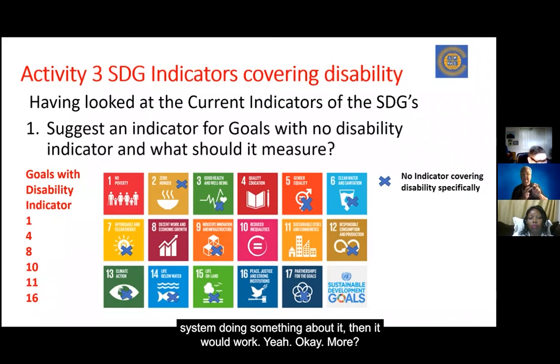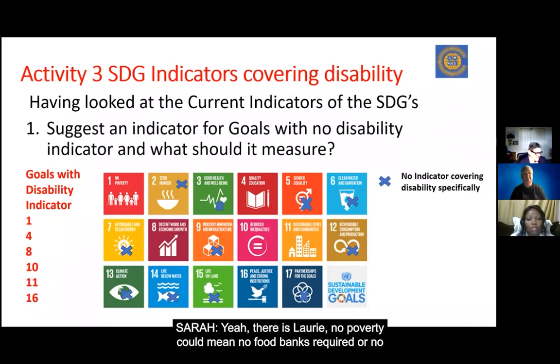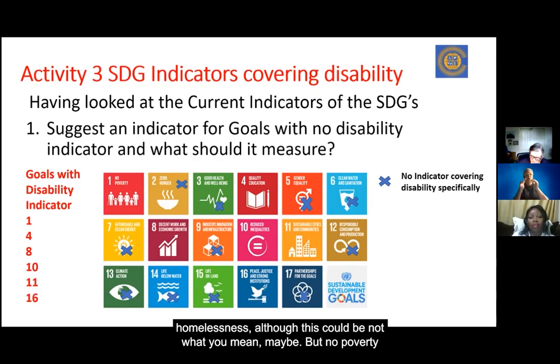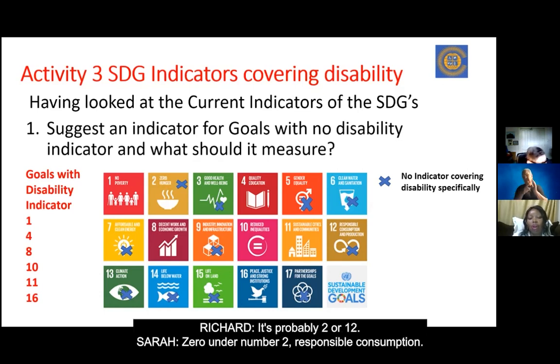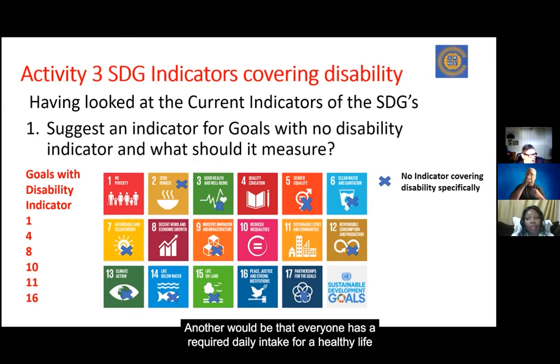Okay, more? There's Lowry. No poverty could mean no food banks required or no homelessness, although this could be not what you mean, maybe. But no poverty could mean no food banks. I think that is number 12. It's probably zero hunger, is it, or 12? I think it's number 2. Yeah, zero hunger, number 2, and responsible consumption and production, number 12. No food banks. And another would be that everybody has the required daily intake for a healthy life.